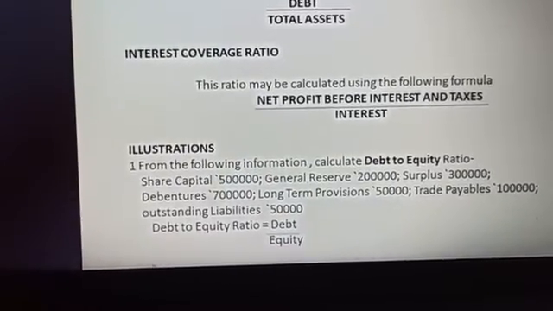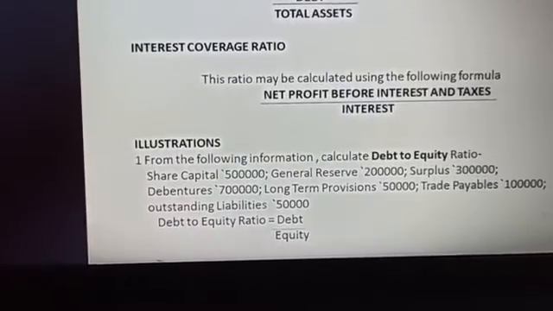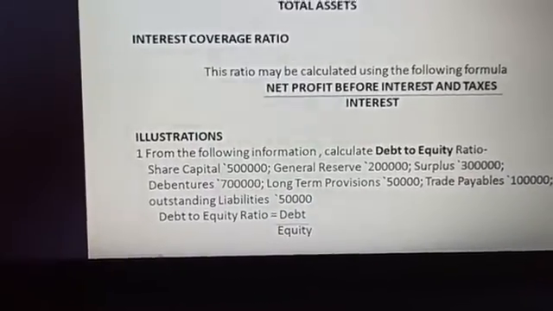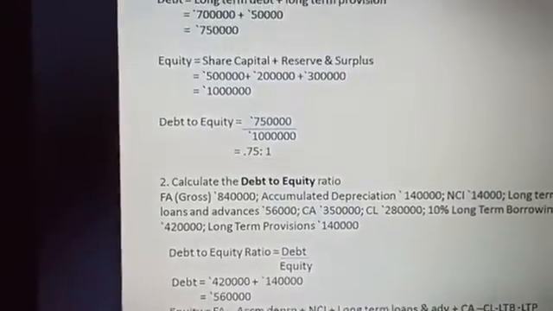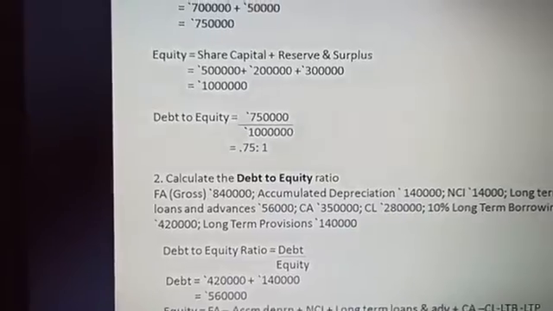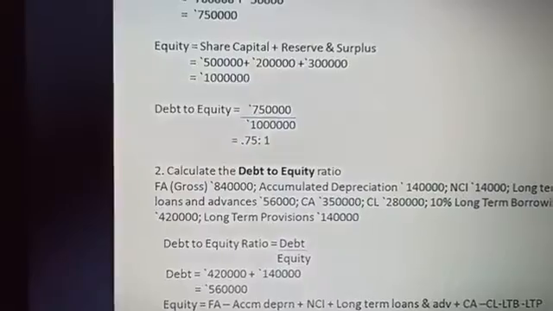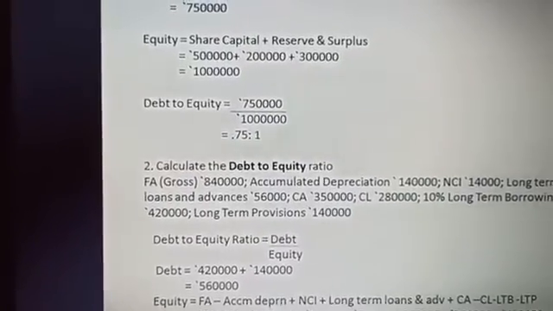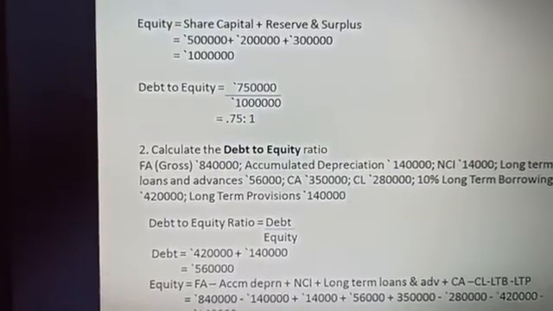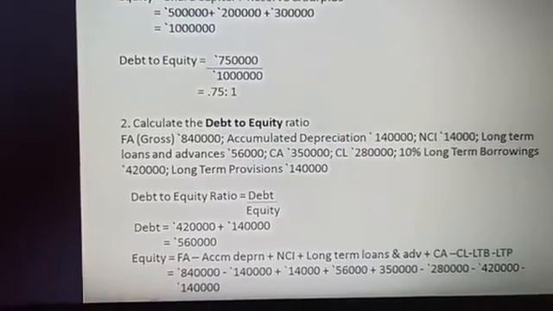As I told you in the last video, we need to write the formula first. So debt to equity ratio, debt divided by equity. Debt equals long-term debt plus long-term provisions, that comes to 7 lakh 50,000. Equity equals share capital plus reserve and surplus, that comes to 5 lakh plus 2 lakh plus 3 lakh equals 10 lakh. So debt to equity ratio will be 7 lakh 50,000 divided by 10 lakh, that is 0.75:1.